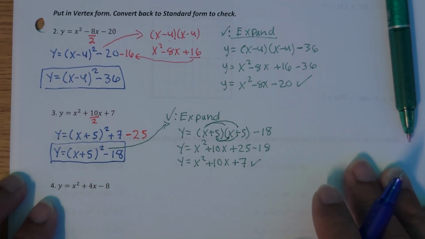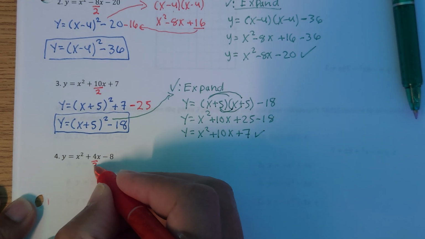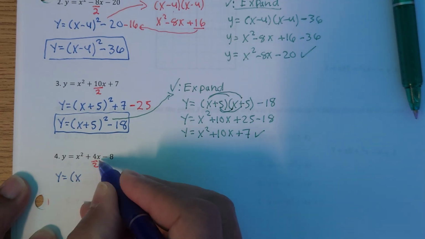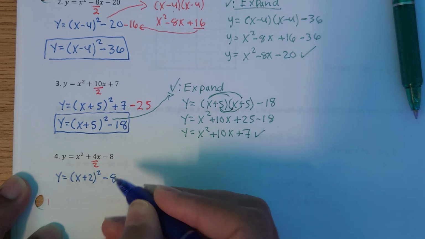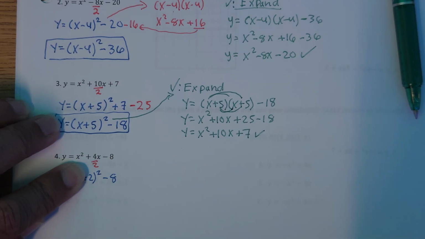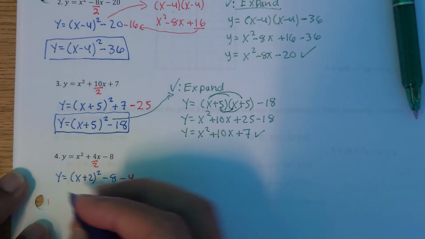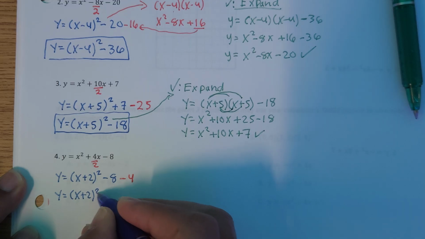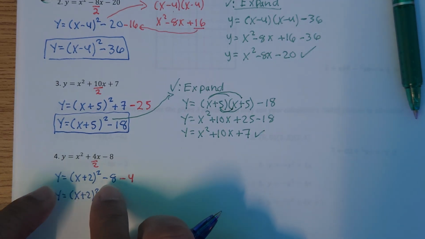Okay, one last example for this. So the last example, same idea. You take the b value, divide that by 2. So then y equals x, 4 divided by 2 is 2, so plus 2. Take the square, subtract 8. Now take the 2 squared and then do it outside. So 2 squared is 4. So I'm going to subtract 4 outside here along with the negative 8. So then y equals (x plus 2) squared minus 12. So this is completing the square so far.